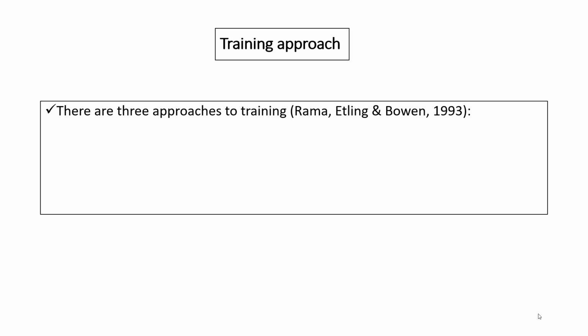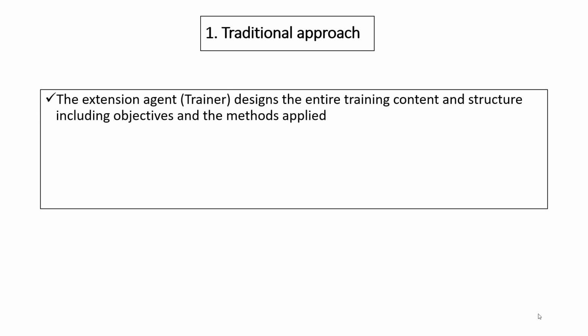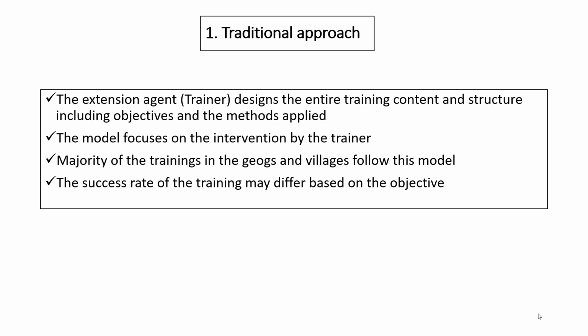Now let's look at some of the training approaches. There are three approaches to training: the traditional approach, the experiential approach, and the performance-based approach. Traditional approach. Here the extension agent designs the entire training content and structure including objectives and the methods applied. The model focuses on the intervention by the trainer. Majority of the trainings in the gewogs and villages follow this model. The success rate of the training may differ based on the objective.